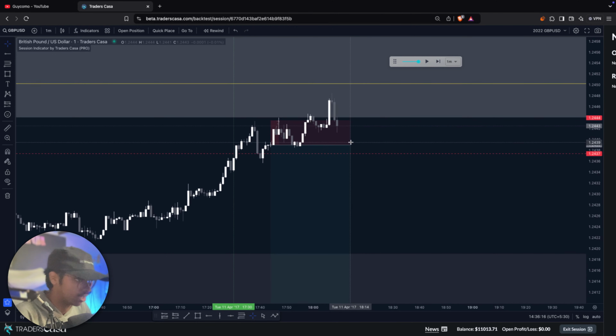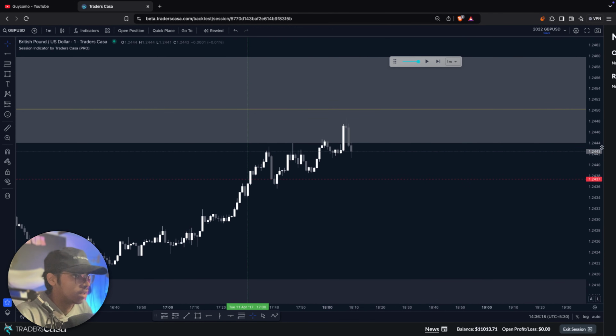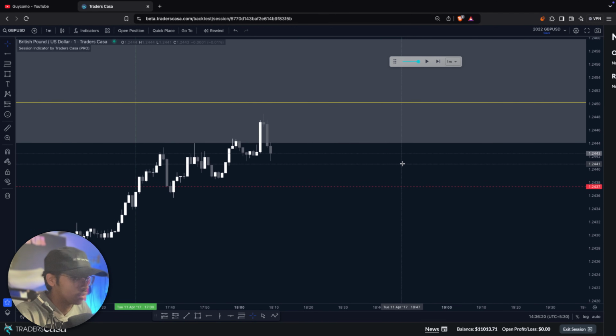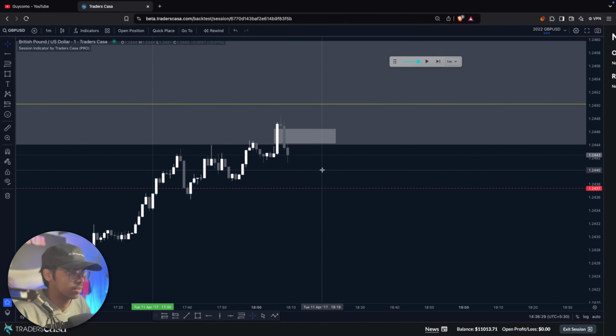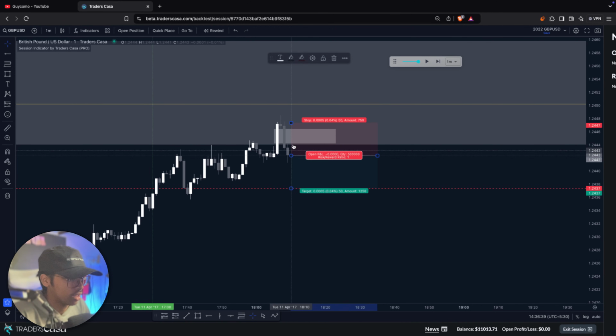Okay, now I can take an entry. Here's a more confirmation thing. This is a fair value gap which is inverted, and the moment this fair value gap gets inverted, I can anticipate an entry in the downward direction. This is a fair value gap which has been inverted. Now I can open the position once again, or I can take an entry just there itself.